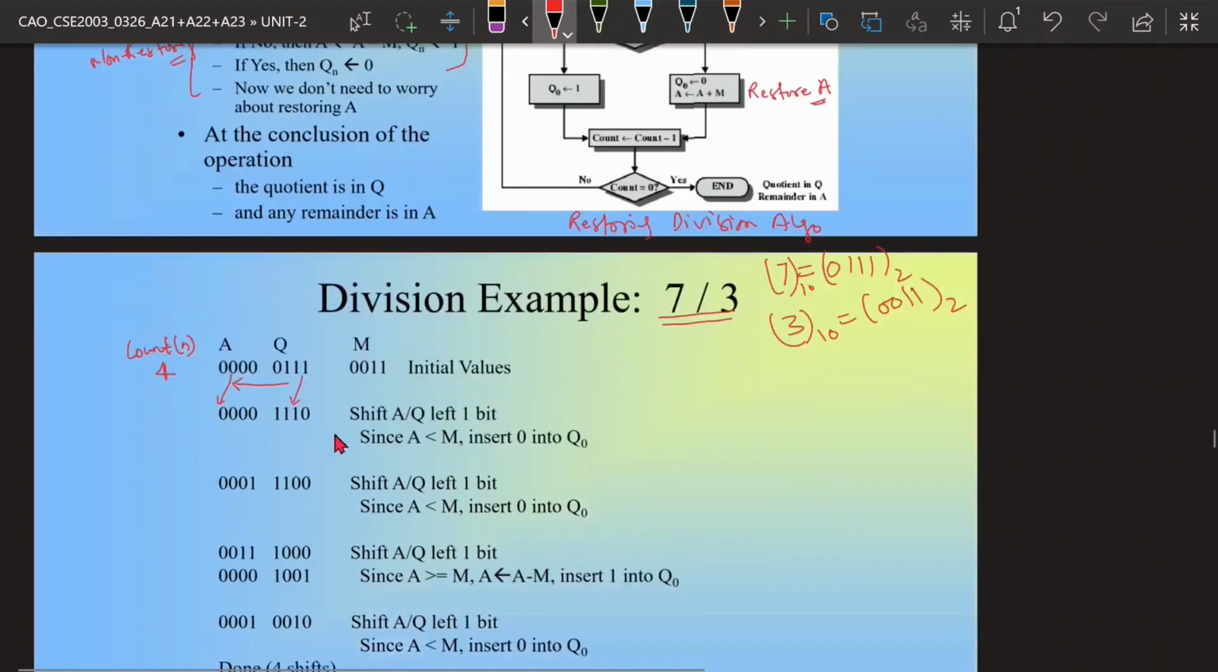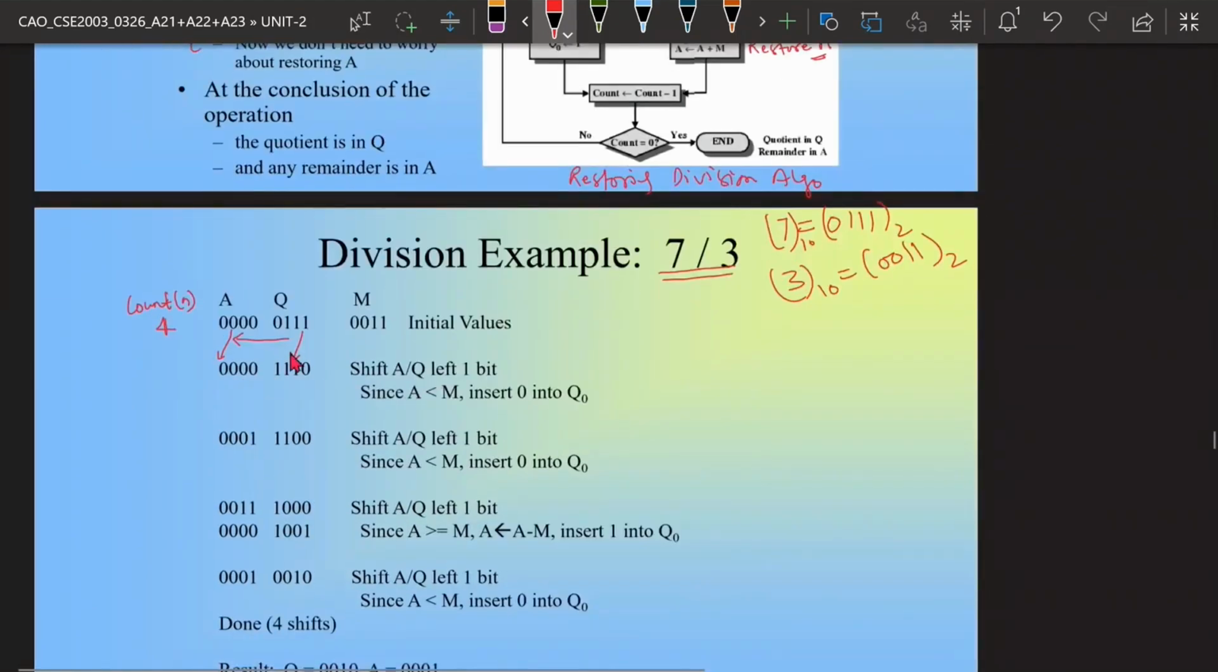First we shift left by 1 bit. So we need to shift it this way. Once we shift it, the accumulator will be 0, 0, 0, this 0 will come out here, and then 1, 1, 1, and there will be a bit here, but that will be decided further.